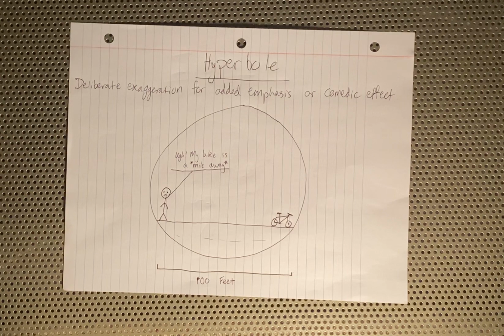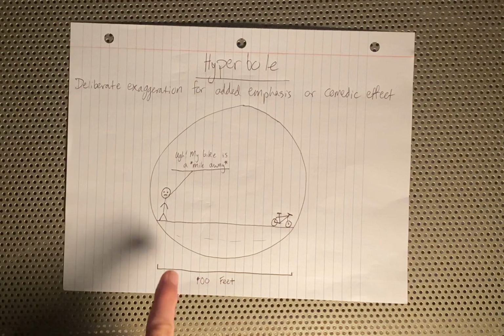A hyperbole is when something is deliberately exaggerated for added emphasis or comedic effect. So in the picture below, we can see that the man is only really about 100 feet away from his bike, but maybe he's having a bad day or something, and he uses hyperbole to exaggerate and say that his bike is a whole mile away, when it's actually much closer than that.